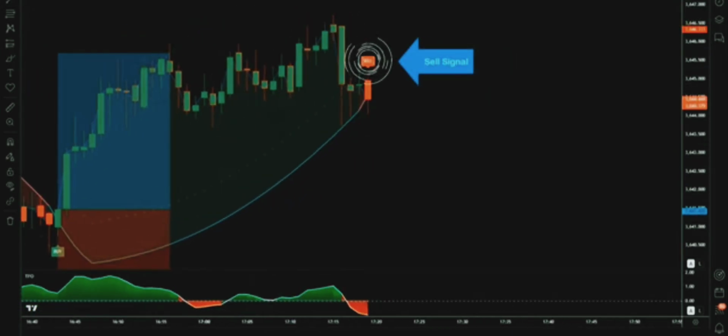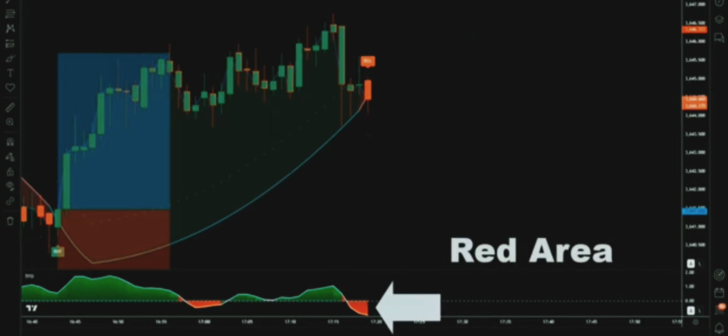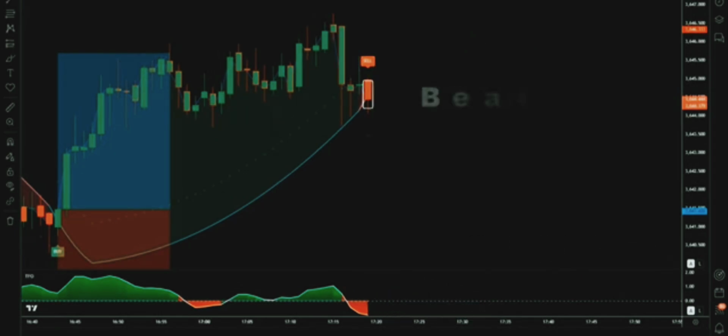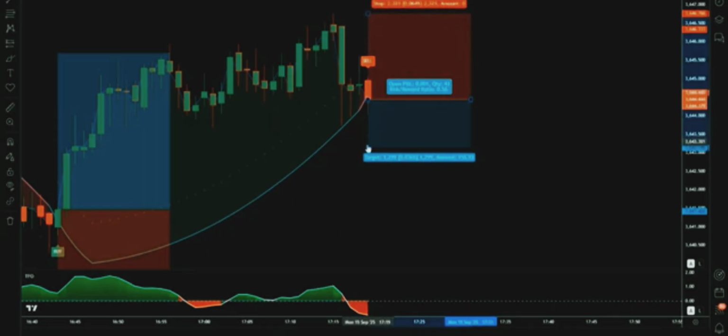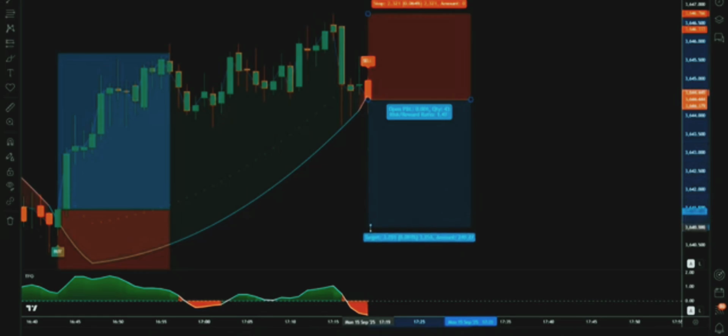Here the curved radius supertrend indicator gives us a sell signal. Here the Trendflex Oscillator Indicator is in the red color area. Here the market forms a bearish candle. So all our conditions are fulfilled, and our stop loss is the high of the market. And the risk to reward ratio will be 1:1.5.